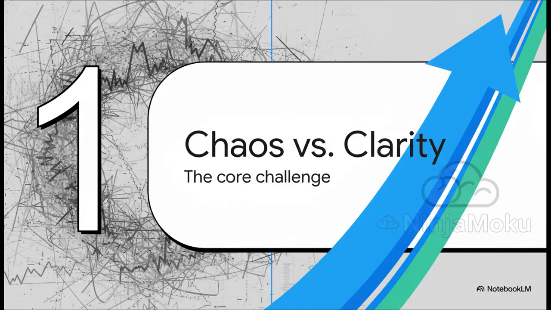Okay, Section 1, Chaos versus Clarity. Before we dive into any specific system, we have to talk about the core problem that every single trader on the planet faces. How in the world do you find a clean, actionable signal inside a hurricane of market noise?